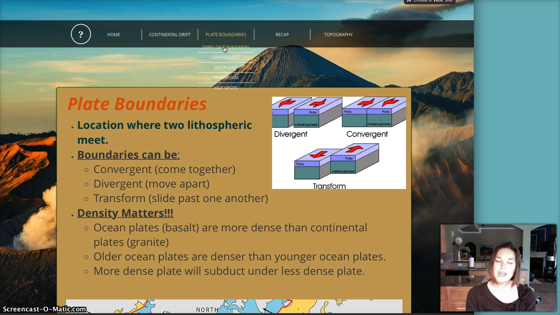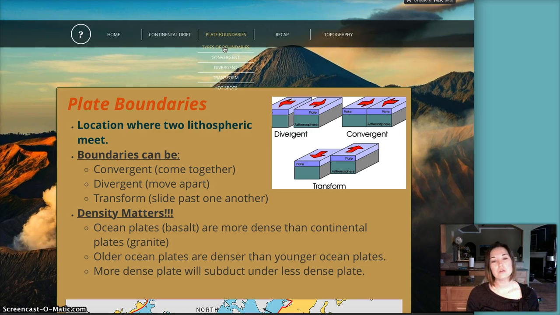For example, if our convection currents are coming towards one another, then the plates that are floating on those convection currents will also come toward each other. If the convection currents are moving away from one another, then the plates on top will also move away from one another. So when the plates are coming together, we call those convergent boundaries. When the plates move apart, we call those divergent boundaries. And there's a third type of plate boundary, which occurs when two lithospheric plates slide past one another.